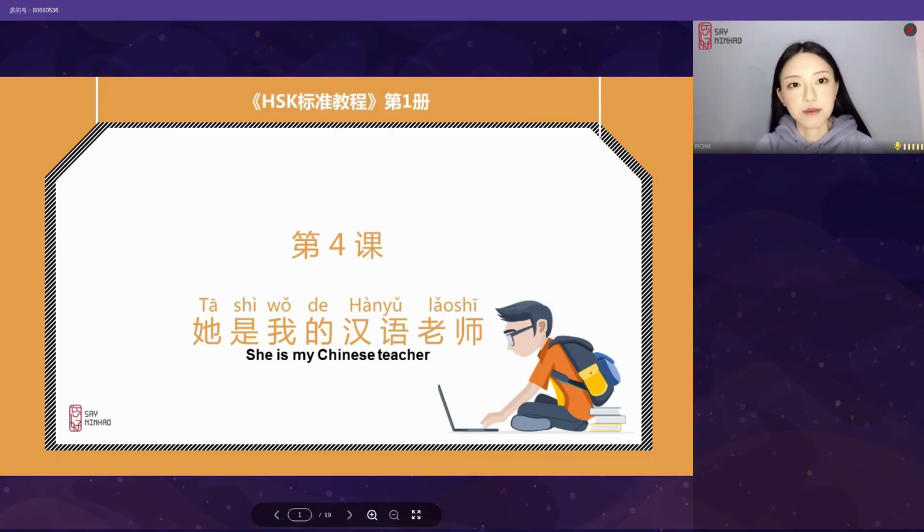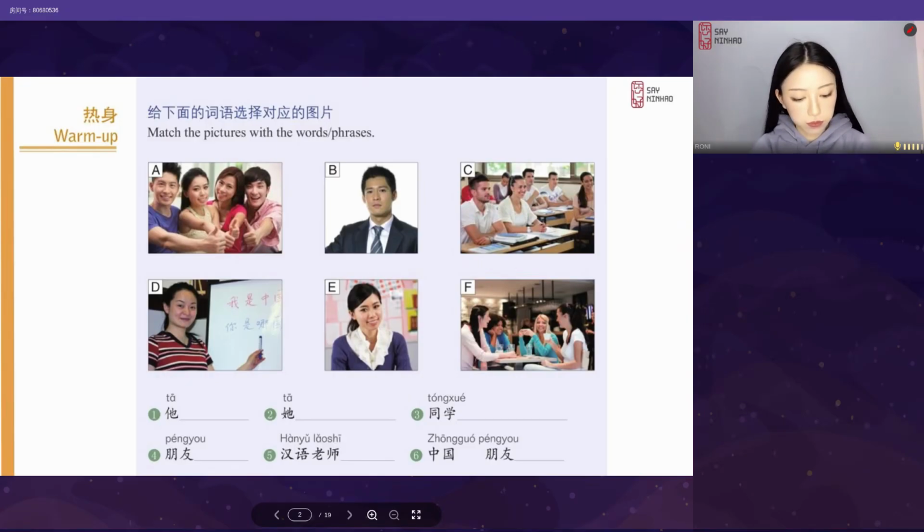Now let's move on to our first part, warm up. So we can see here are 6 pictures and 6 new words. Now first let's look at the new words.